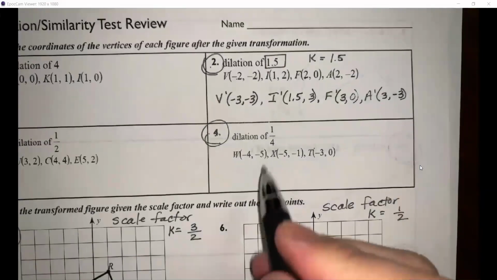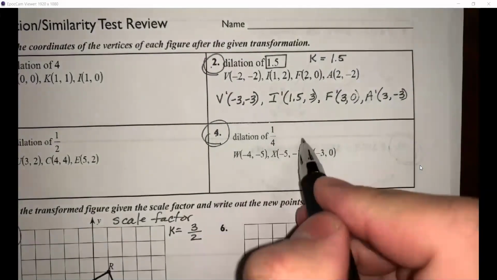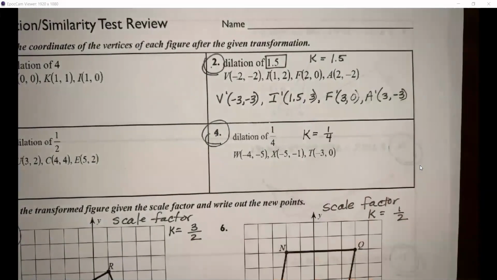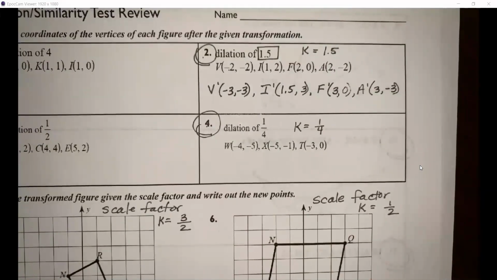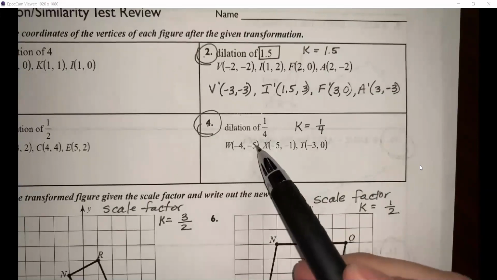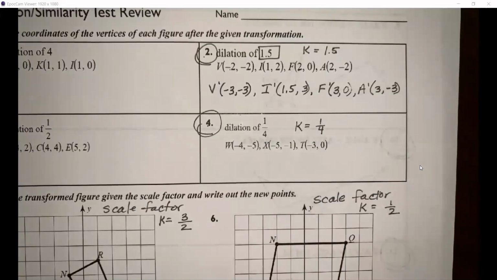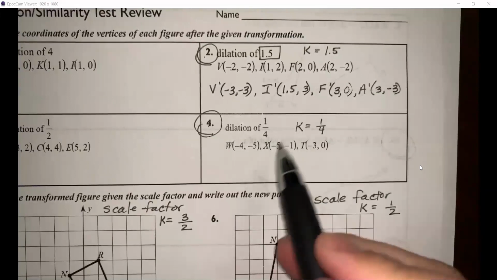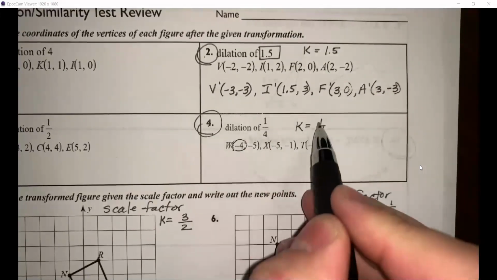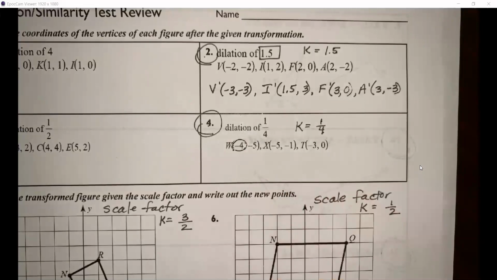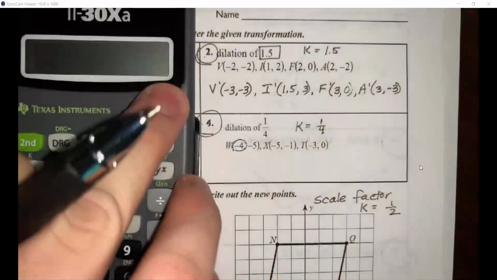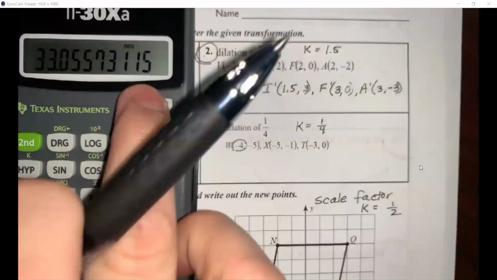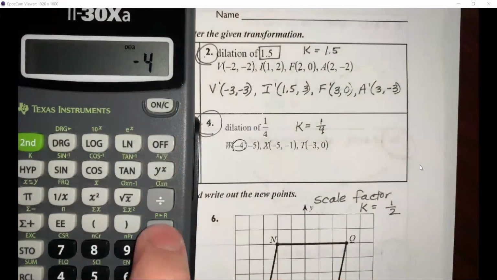Now, this time you have a k factor of 1/4. So another thing that you're essentially doing is you're getting 1/4 and multiplying it by every single one of those numbers. Now, let's say you weren't given a calculator for this. The way that I always tell people to work these out is you multiply your number by the numerator and then divide it by the denominator. So technically what you're doing is, I'm getting -4, times the numerator 1, and then divided by the denominator.